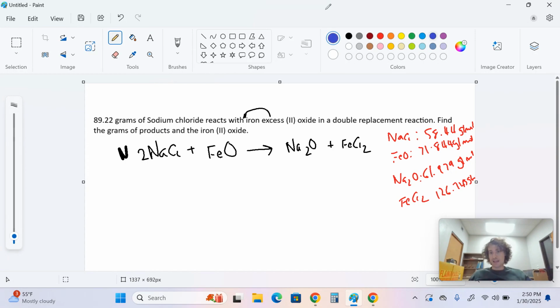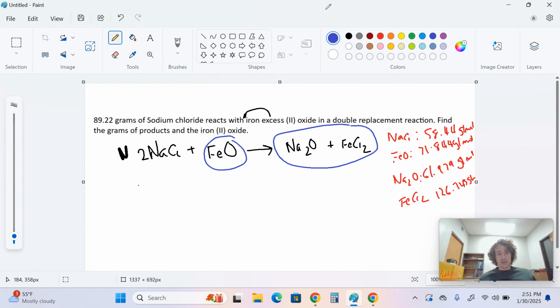All right, and now we can cook. The problem is asking for everything. It says find the grams of products. Well, these would be the products, so I have to find the grams of those. And it says find the grams of the iron 2 oxide. So I basically just have to find everything. Just do some work. Not that bad, at least I hope not.